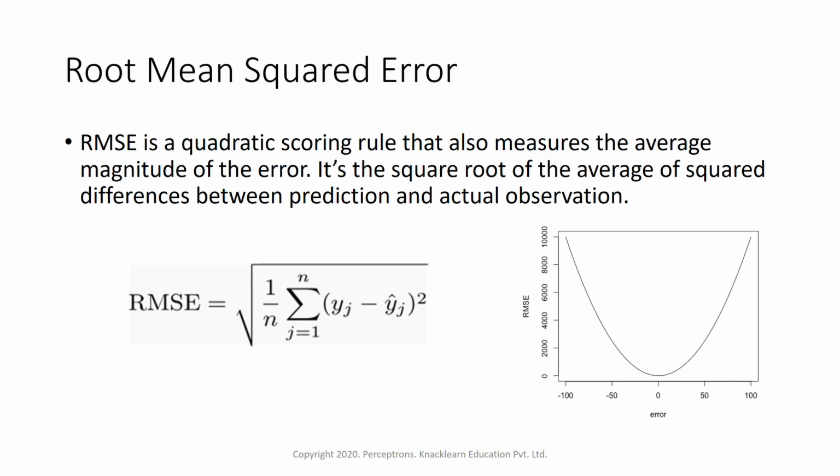Similarly, there is root mean squared error. Root mean squared error is the same as mean squared error; we just take the root here. That is, RMSE is a quadratic scoring rule that also measures the average magnitude of the error. So here it's the square root of the average of squared differences between prediction and actual observation. So RMSE is nothing but the root of the mean squared error value. Here, if you look at it in the graph, this is how it looks. Suppose we take the error values, the graph will be smooth here. So these are the error values which will be defined by mean squared error.